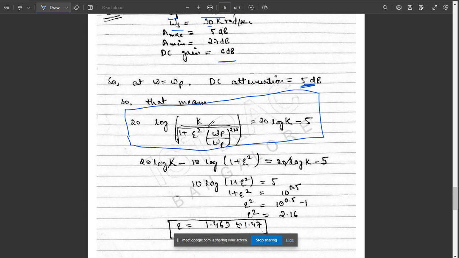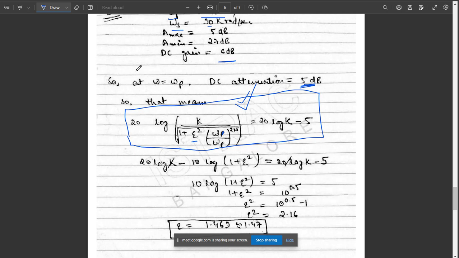That is for the Butterworth filter. If you have gone through the classes given by the professor, you would know that this is the formula for the Butterworth filter. Here it's 20 log k divided by under root of 1 plus epsilon square, not omega p, omega by omega p.